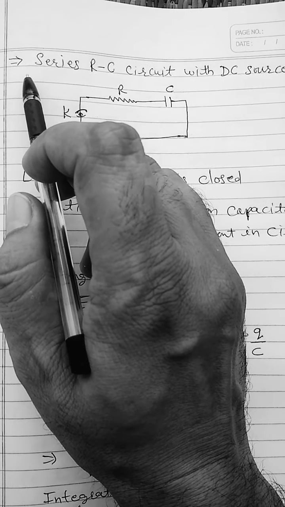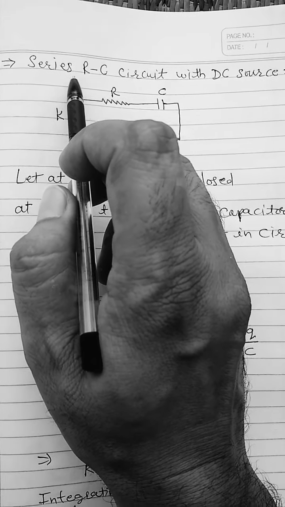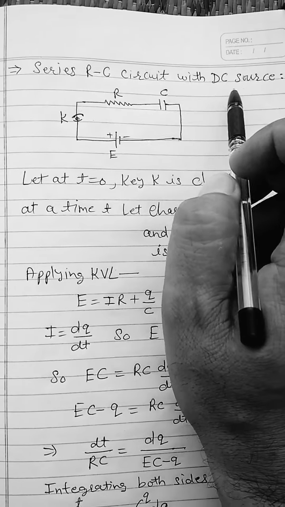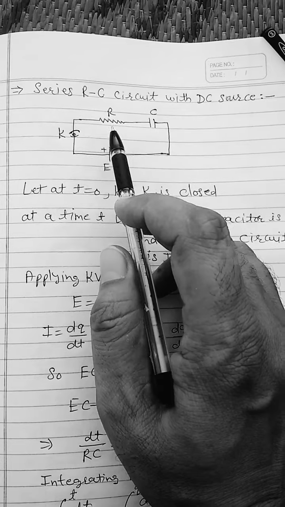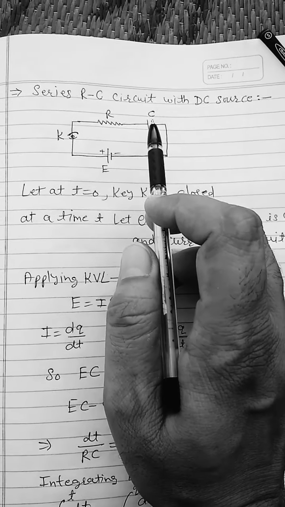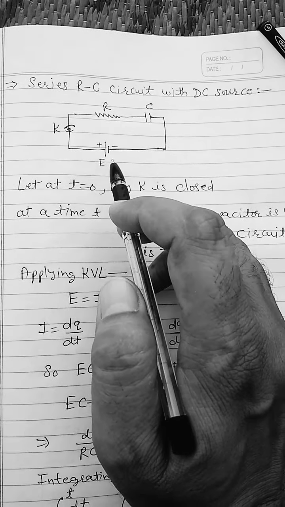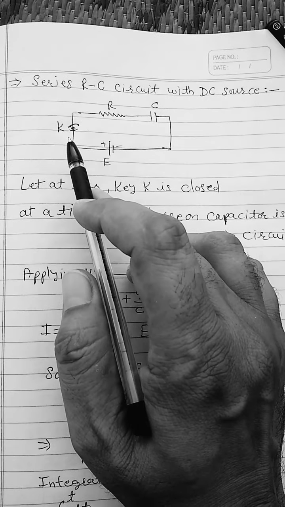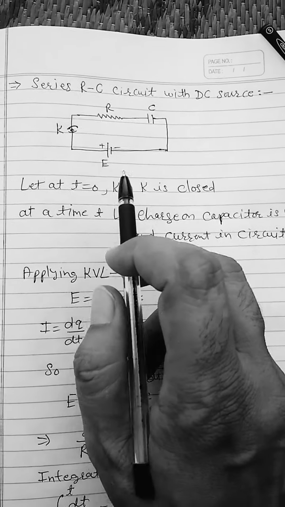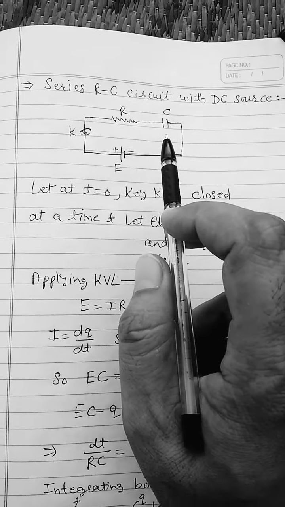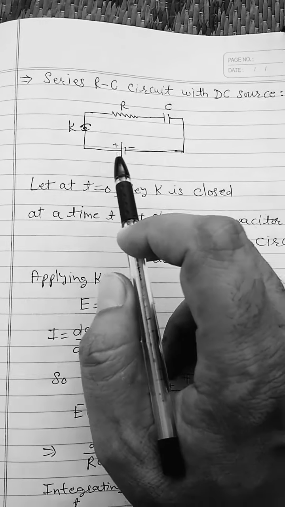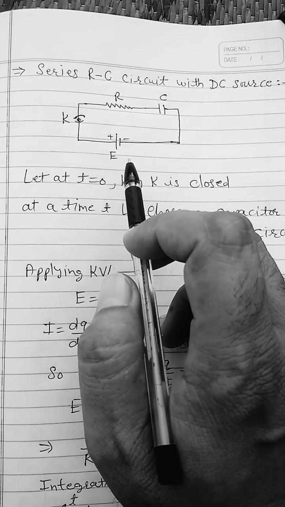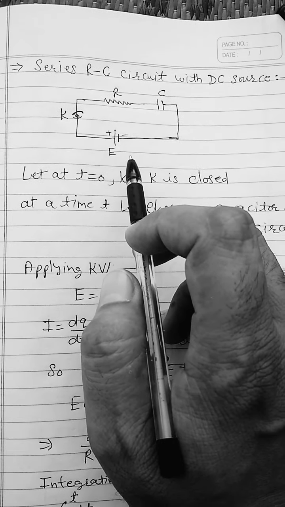Welcome students. So here we are going to start our topic series, RC circuit with DC source. So this is R and this is C, resistance and capacitance, and this is our DC source. This is the key. So here we are going to find out what will be the charge on this capacitor at a time t and what will be the current in this circuit. Okay. So let's start now.